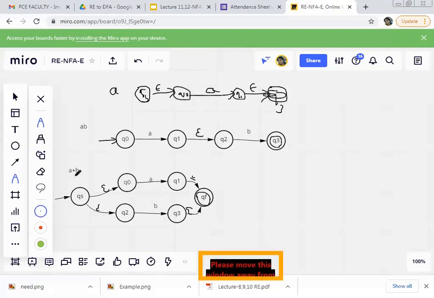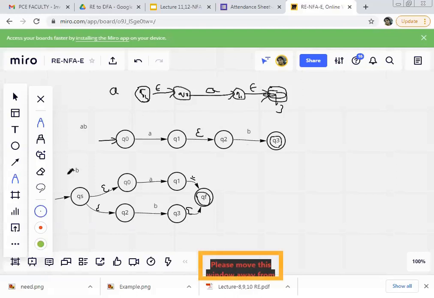What is the meaning of A or B and what is the meaning of AB? AB means A should be followed by B, meaning when I start from the start state and reach the final state, I should read AB. So if you see A epsilon B, that is AB. Okay, I hope this is clear.